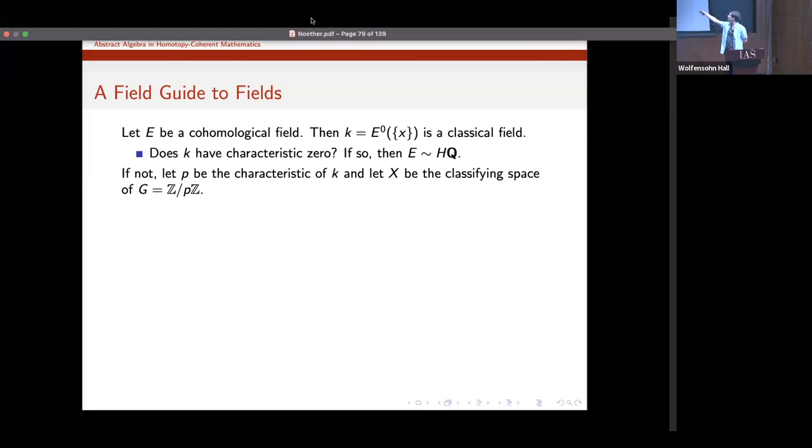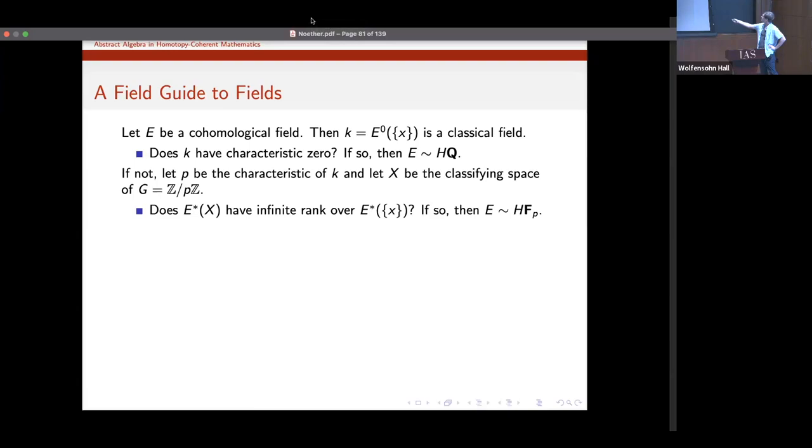And then I'm going to let X be the same space as on the previous slide, a space with fundamental group Z mod P. And then compute the E cohomology of X. And that's necessarily, because E is a field, going to be a free module over the E cohomology of a point. And the next question is, does that free module have infinite rank? And if the answer is yes, then you're also done. Then E is actually equivalent to cohomology with coefficients in Z mod P. It's again a classical field.